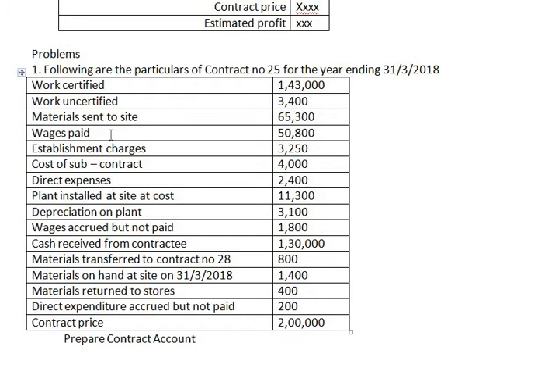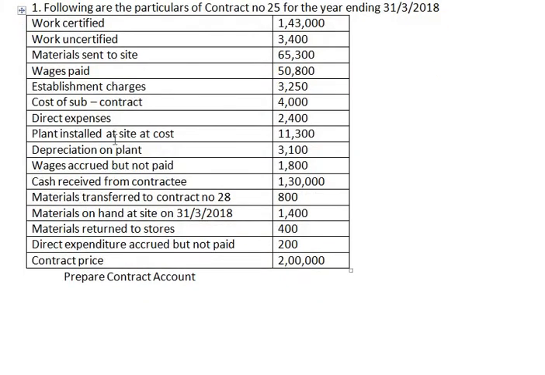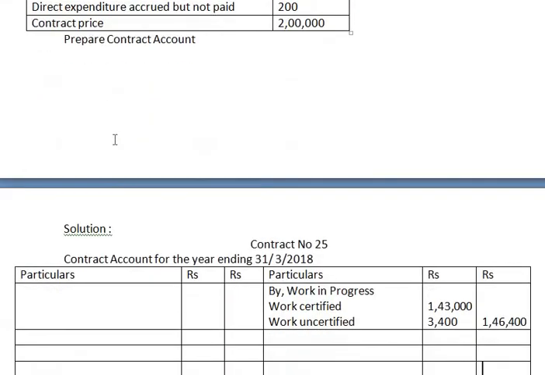Now again go through the problem. Materials sent to site. It means the contractor has received the materials, so that has to be shown on the debit side. To materials sent to site, directly in the outer column, 65,300.